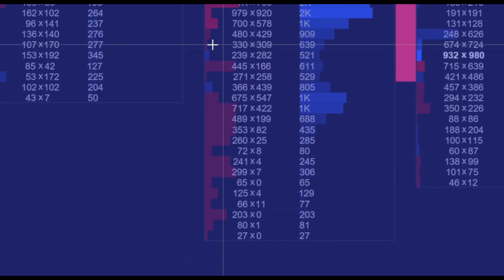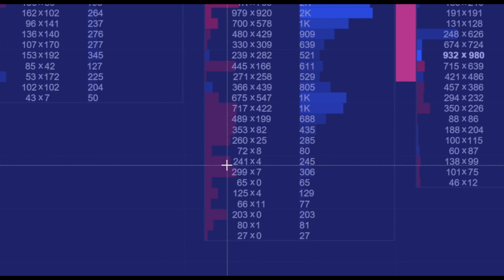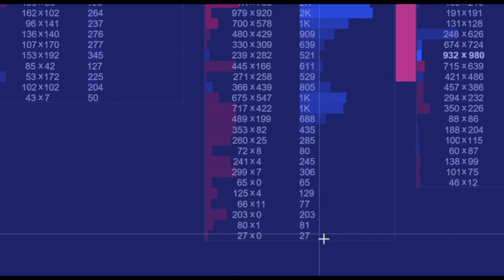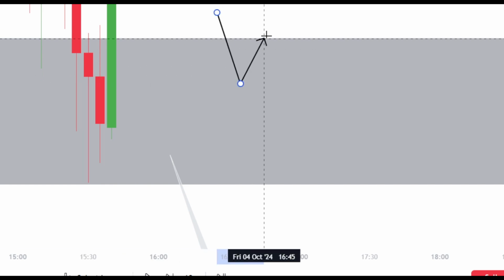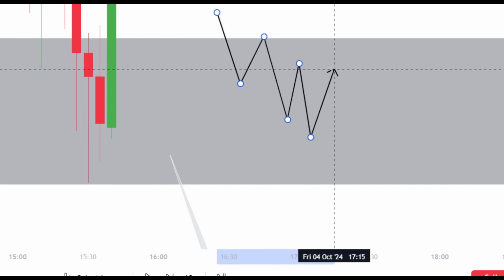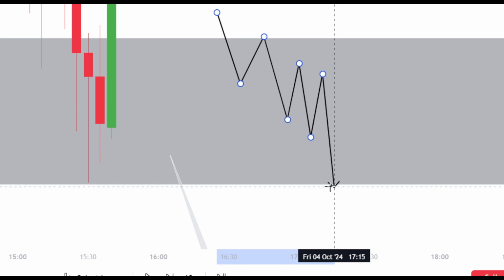Now, we understand here the market over here, the delta is all negative. If we read the numbers, we see 717 for 422, right? Then we see 72 for 8, we see 241 for 4, we see 299 for 7. So what we're seeing, we see again 203 for 0. So we see a lot of aggressive activity towards the downside, a lot of aggressive sellers that want to push price down, push price down, push price down.